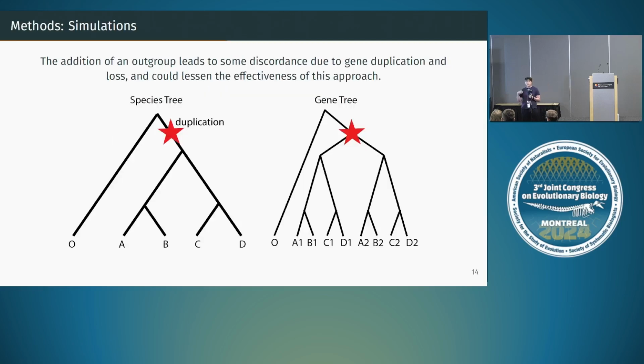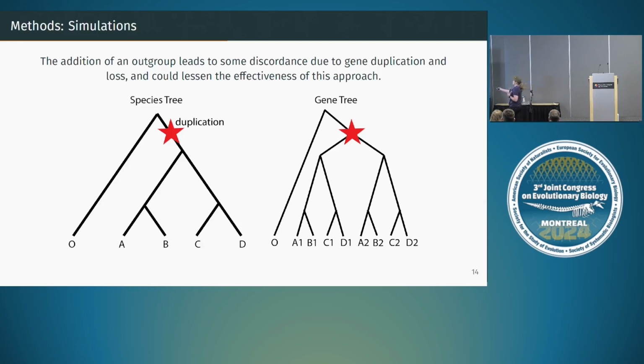Okay, so that was a set of relatively simple simulations. We're going to make things a little harder for ourselves by adding this outgroup here. When we add an outgroup, we have opportunities for duplications in the ancestor of our focal taxa. So we can have a duplication on this branch leading to A, B, C, and D, and this can lead to additional discordance.